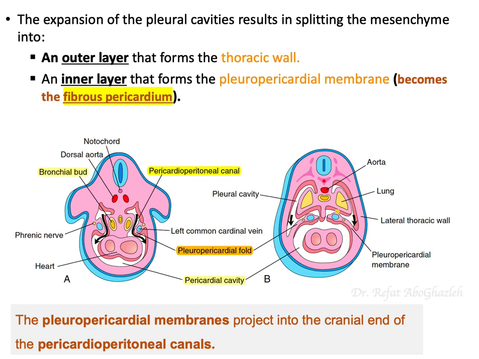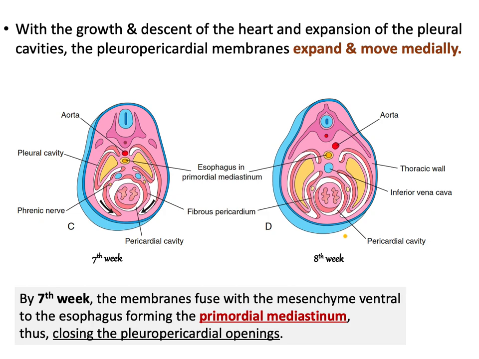So the lungs, as I mentioned, just to repeat it, expanded here, and by this expansion they divided the pleural cavity into two. One formed the lateral wall of your body, lateral chest, right? And the inner layer that you see here formed the pleuropericardial membrane that becomes later the fibrous pericardium. Yes, that's interesting. Now it becomes the fibrous pericardium. This is the fibrous pericardium.